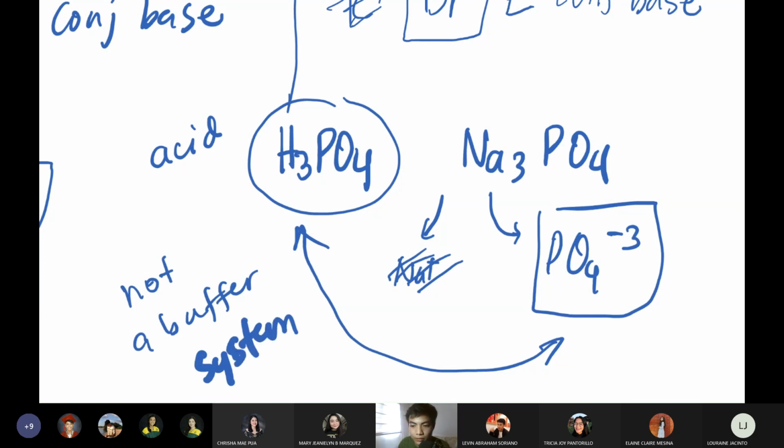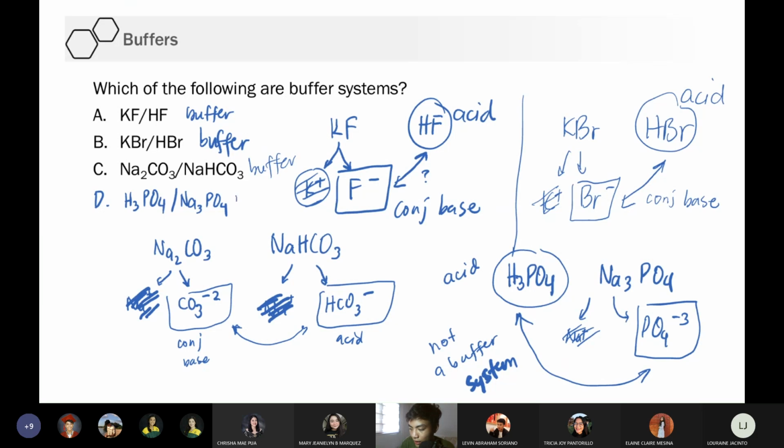Okay. So, bakit? Hindi siya buffer. Kasi, when we say buffer, we must have an acid and its conjugate base. No? Ang conjugate base ay one hydrogen less than your acid. Okay lang sana kung ito ay H2PO4 minus. Buffer yan. But ang meron tayo ay PO4 minus 3. No? Phosphate lang meron tayo. So, kulang siya ng tatlong hydrogen. So, that means the two are not related. Hindi sila conjugate acid-base pair. Ibig sabihin, hindi yan buffer system. Okay? So, again, not a buffer.